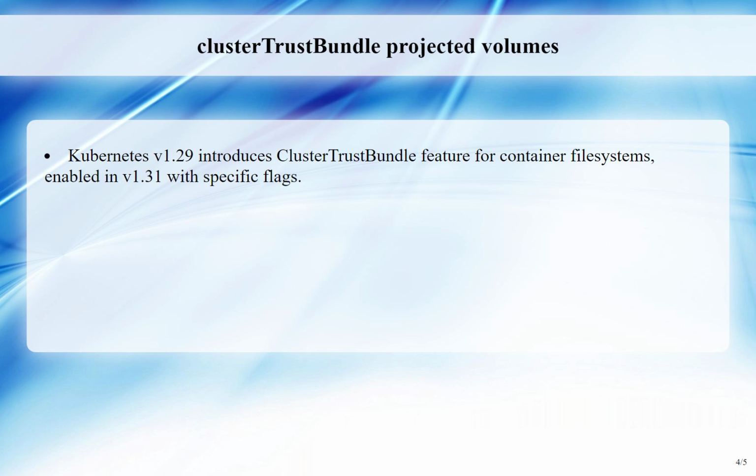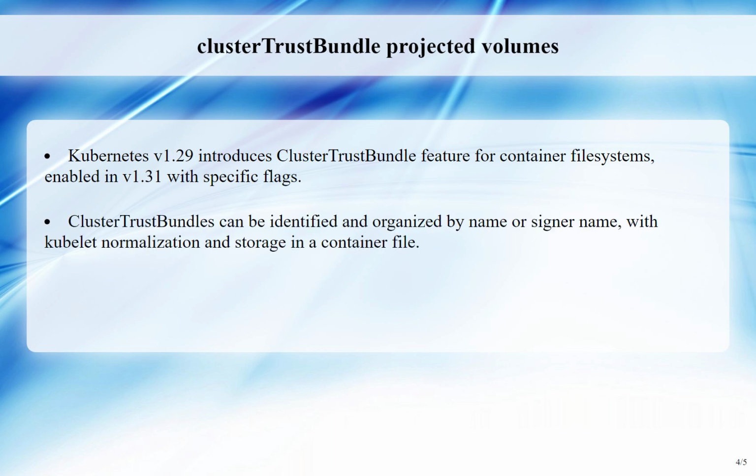Cluster Trust Bundle projected volumes. Kubernetes v1.29 introduces a new feature called Cluster Trust Bundle, which allows the contents of one or more Cluster Trust Bundle objects to be injected as an automatically updating file in the container file system. To use this feature in Kubernetes 1.31, support for Cluster Trust Bundle objects must be enabled with specific flags and gates.